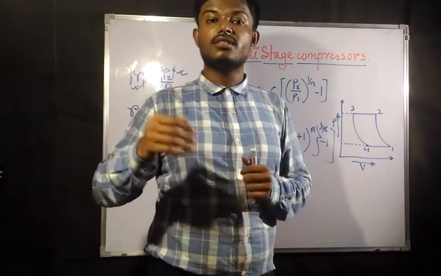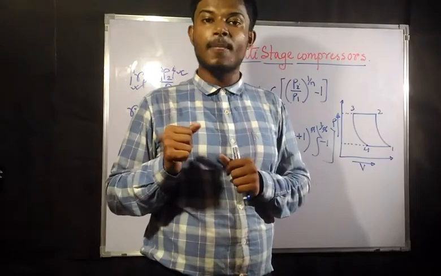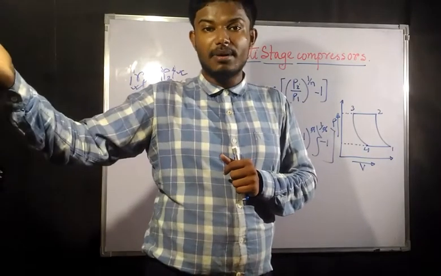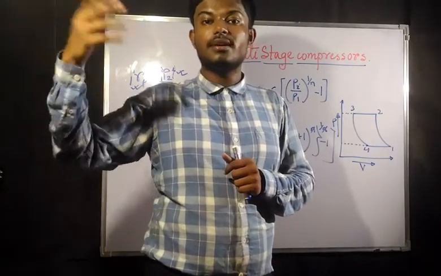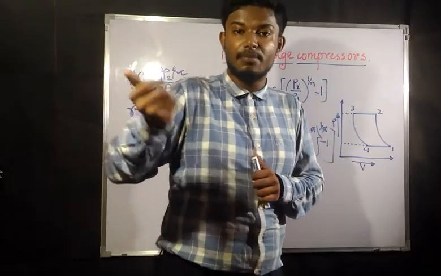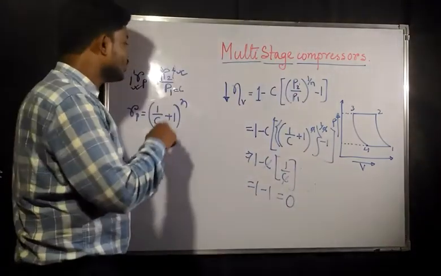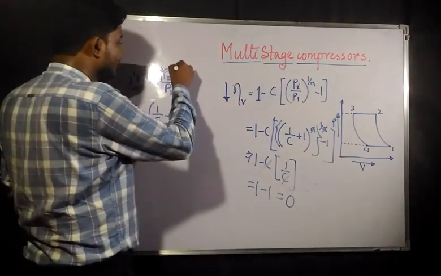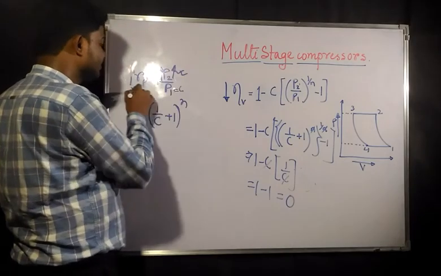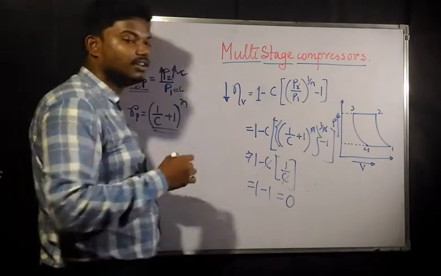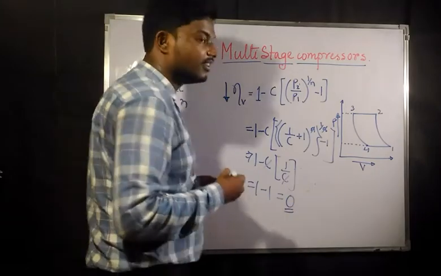In some situation, suppose we have air at 1 bar, we may need 10 bar pressure air, or in some situation we may need 8 bar pressure air. So that means what? If you are increasing this, and after increasing it your pressure ratio achieves this value, your efficiency is going to get 0.